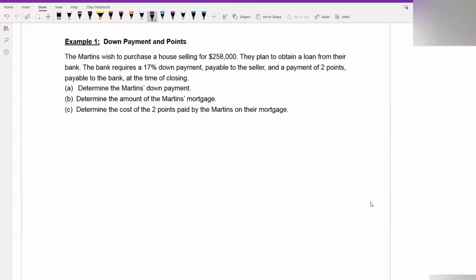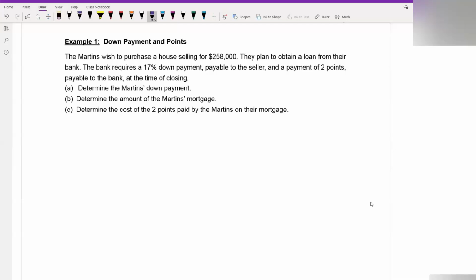The Martins wish to purchase a house selling for $258,000. They plan to obtain a loan from their bank. The bank requires the 17% down payment and a payment of 2 points payable to a bank at the time of closing. That 2 points is for when they have their closing.